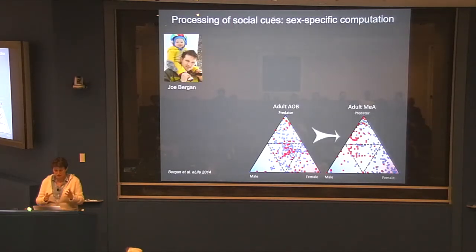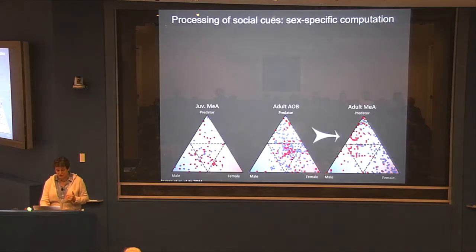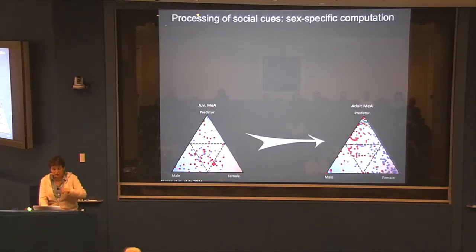So there is a very interesting transformation here in which from a gender-neutral computation, we now obtain this emerging property of a sex-specific computation in the medial amygdala. Now, interestingly, we looked at what's happening in the juvenile medial amygdala, meaning right before sexual maturation, right before puberty. And what we see is that this sex-specific computation doesn't exist yet. So this is really something emerging later, during the peak of hormones that are released at the time of puberty.